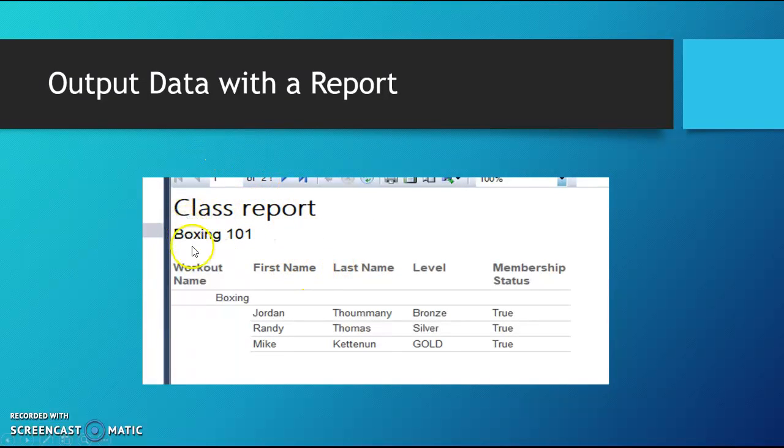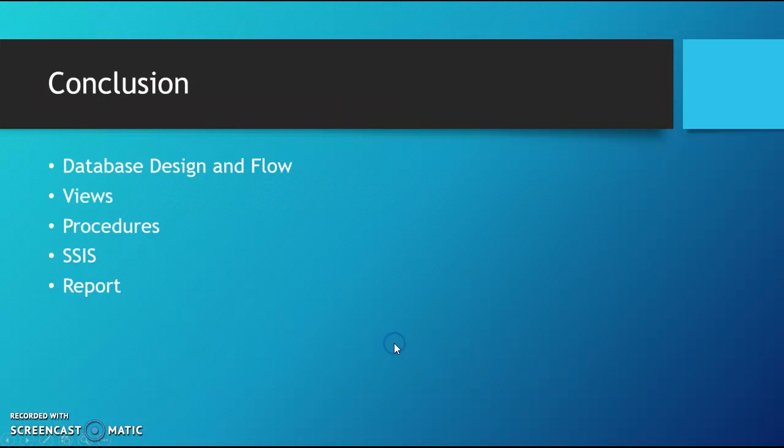Another output of data here: I have created a report, and this report shows you which customers are in the classes, what level they are for their membership level, and the status. And you can see Boxing 101. The workout name is Boxing, and you have these customers in the classes.